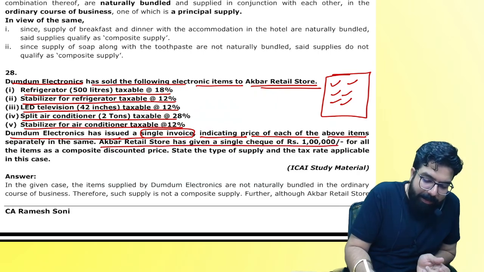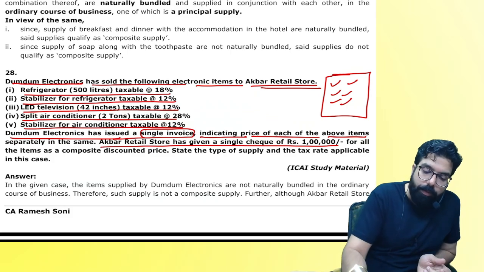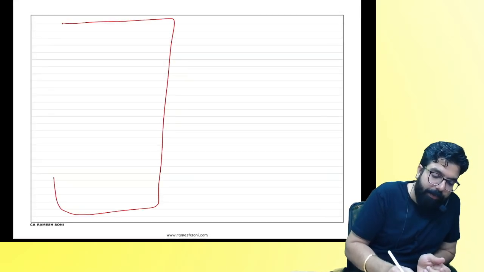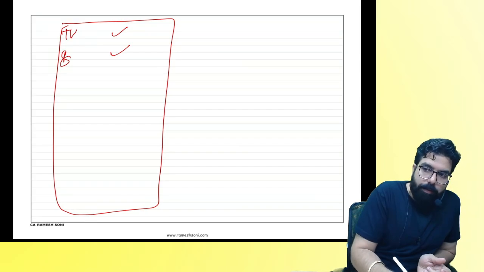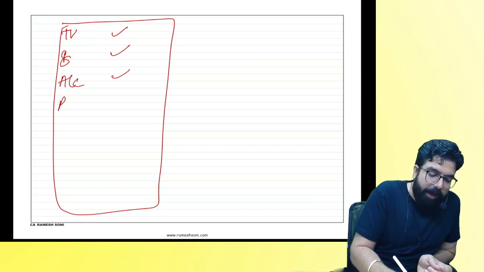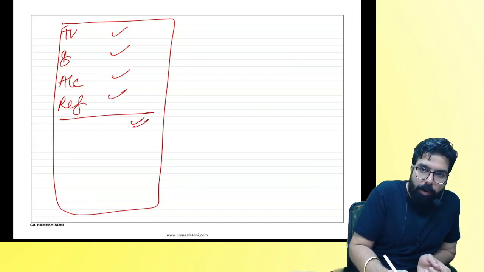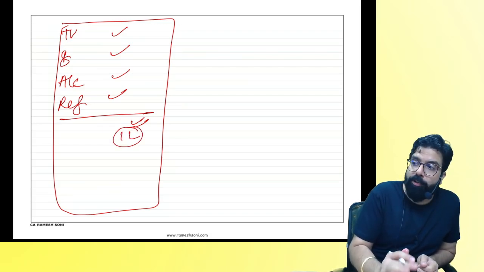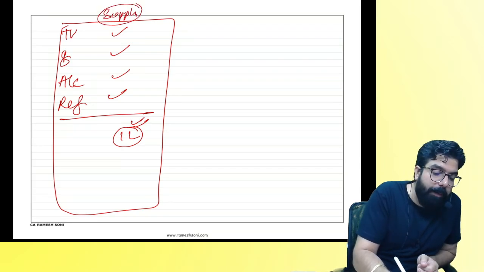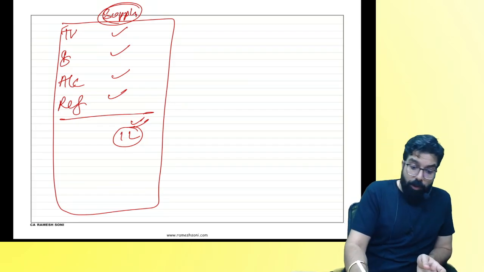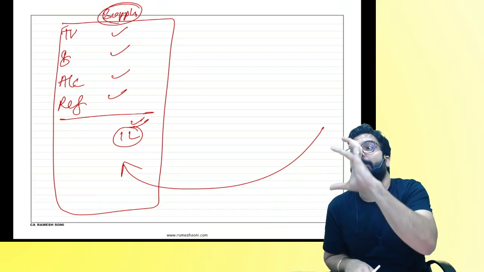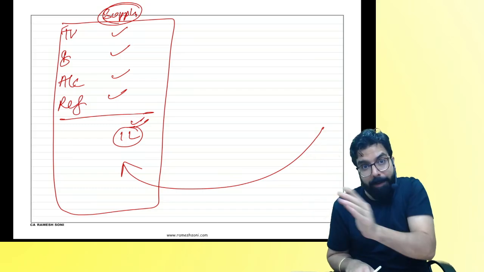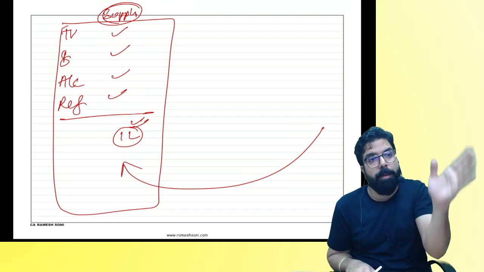Akbar has given a single check of 1 lakh. People listen, don't get confused here. I made one invoice: television, stabilizer, AC, refrigerator, and I gave you the total amount in one bill, supposing 1 lakh rupees. My question: is this supply a composite, mixed or separate supply? You made one single check payment. Did I give you all the supplies at one price or separate price? Composite, mixed or separate supply?